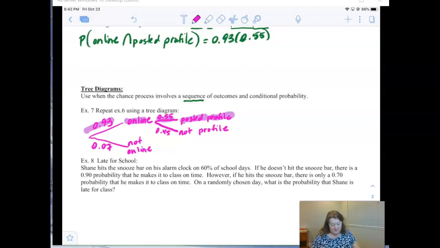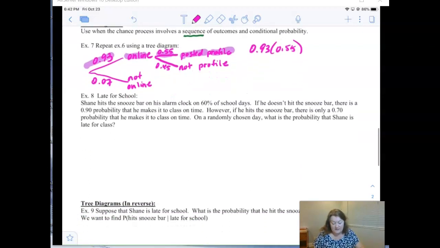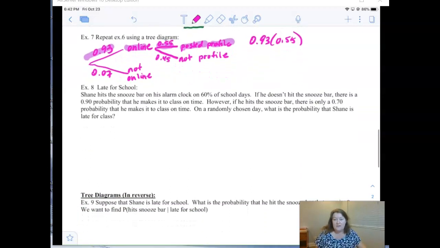So then the probability becomes 0.93 times 0.55, just another way to organize. And this is by far my favorite way versus just using the formula that we did in the previous example. All right, so let's see if we can do another tree diagram down here and see if we can practice this one more time. So, late for school.